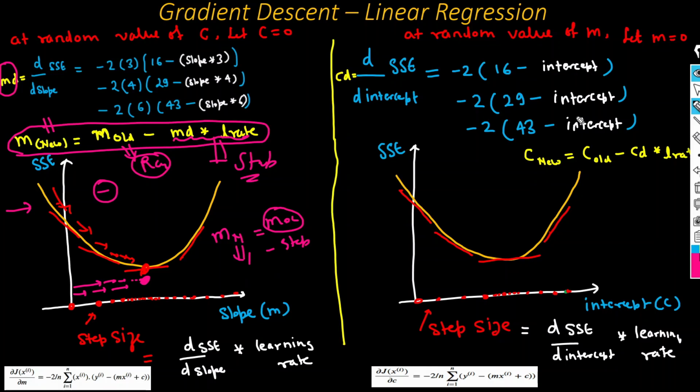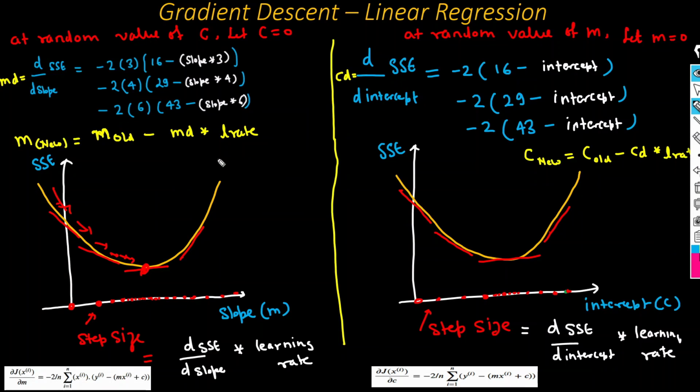Just wait some time. Same thing we also do for this particular intercept. Our new value would be your old value minus this particular step size. If you see here, D multiplied by L, this is called your learning rate. So learning rate decides the step size. So we have two variables, m and c, and we have to iterate both variables. So initially we take random values of m and c, and we will calculate the slope.